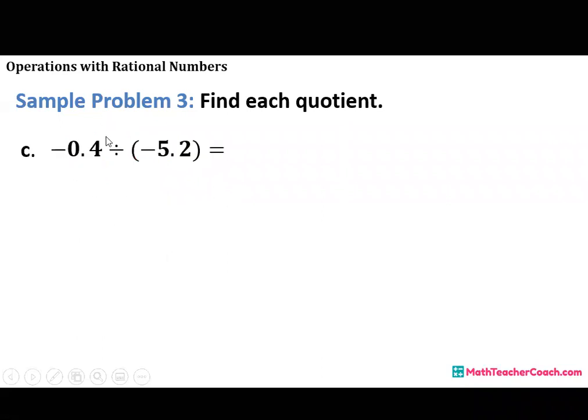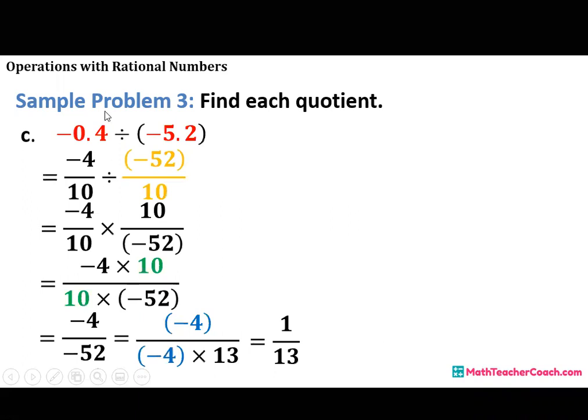Next question, I want to divide negative 0.4 by negative 5.2. We can change the first one into a fraction. It will be negative 4 over 10 divided by negative 52 over 10. The same: keep the first, change the sign, divide becomes multiply, and then find the reciprocal. Then change it into a multiplication question. It will be negative 4 times 10, and down I have 10 times negative 52. It's very easy to note that I can cancel 10 with 10, so I have negative 4 over negative 52.